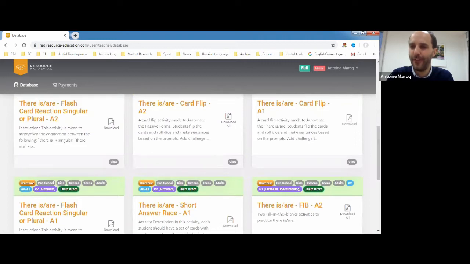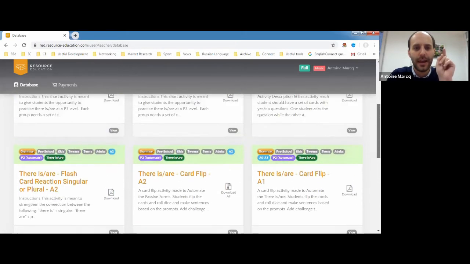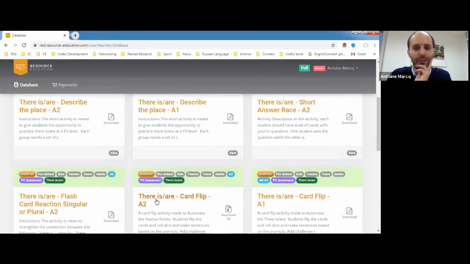Clear? Do you have any questions or comments on these ones? You see, there are three types of P2 activities for there is, there are. There's a card flip, short answer race, and flashcard reaction game. And all three activities, we made them. We made one version for A1 and a bit higher, one version for A2 level students. Same thing, card flip for A2, short answer race for A2, and flashcard reaction game for A2.